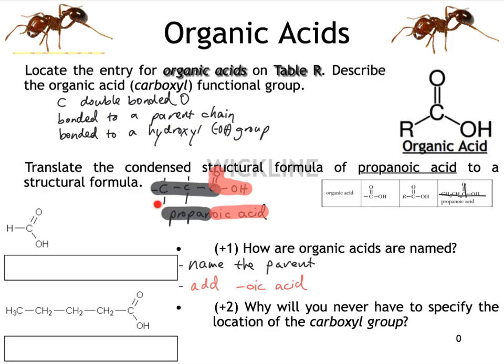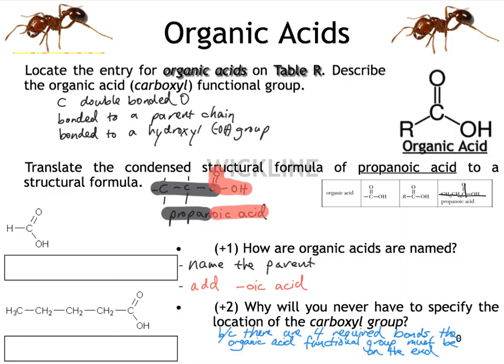And the reason why you'll never need a number is that, I'll come up here, this carbon has 1 bond to the parent chain, and 2 bonds to the O, and 1 bond to the OH. So it has 1, 2, 3, 4 bonds that are required, and that means there are no bonds left, and there's only one place it can be. It can only be at the end of a molecule, and it will always be position 1.